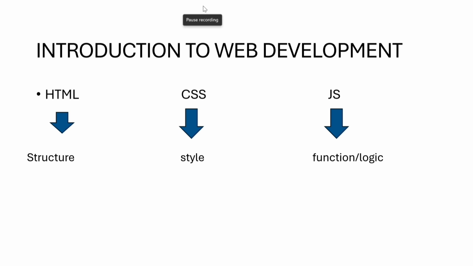Today we're going to learn about what is HTML. So before we start our lecture, let's have a short note on what is web development. Web development is the designing of websites and web pages by using HTML, CSS and JavaScript. HTML is HyperText Markup Language, CSS is Cascading Style Sheets, and JS is JavaScript.